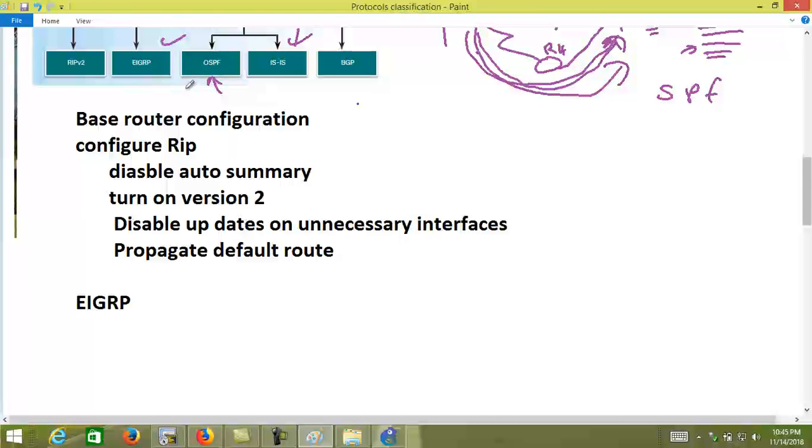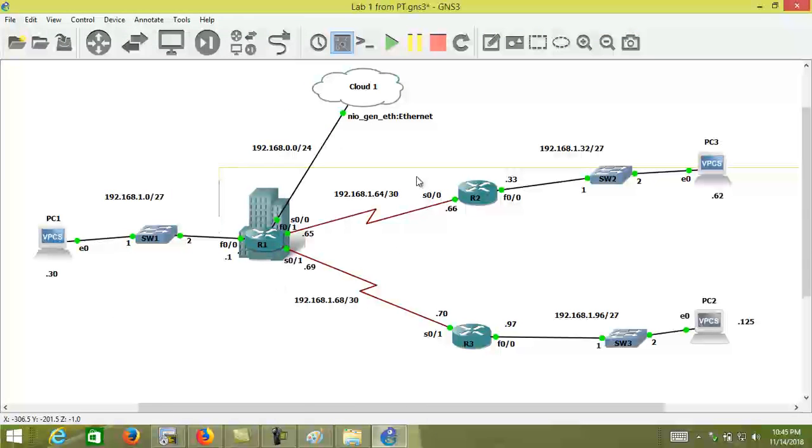So I was saying that I believe you are now okay with RIP, because so long as you are able to configure it and disable auto summary, if you can do all this, you're good. So let's see how we configure EIGRP. Without further ado, because I've taken lots of time on that, we'll use the same topology that we borrowed from our very first lab.